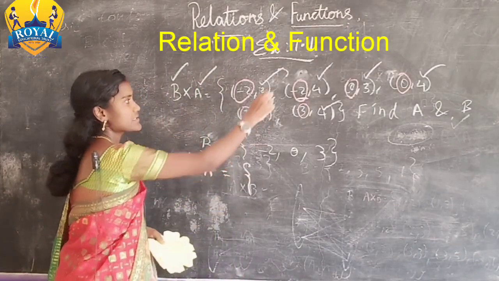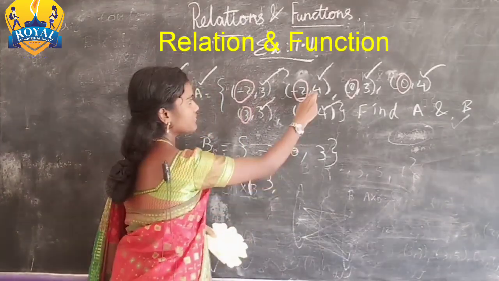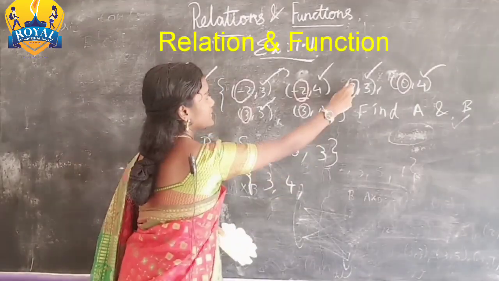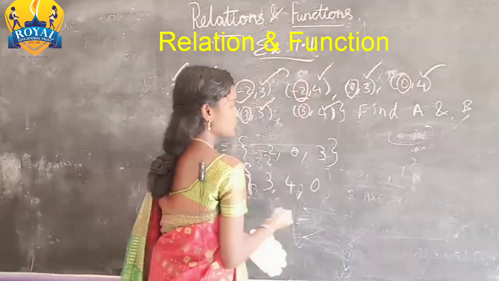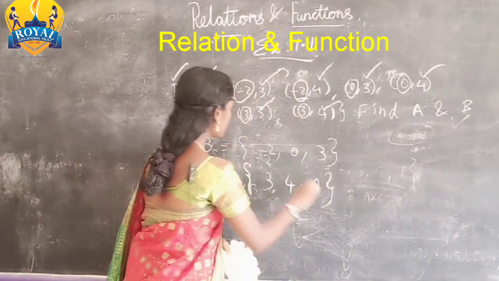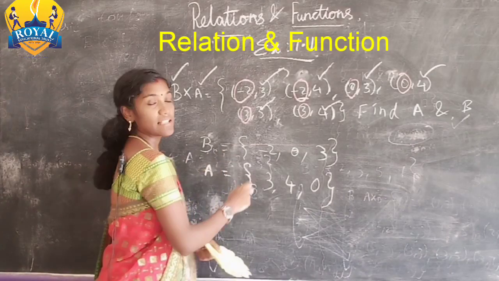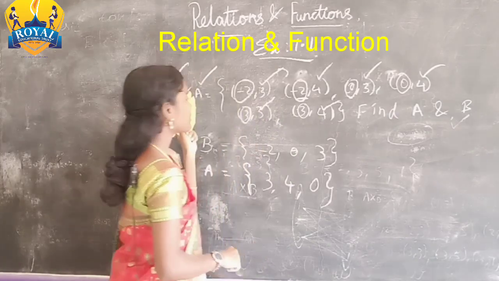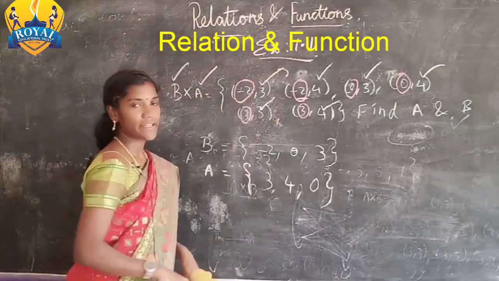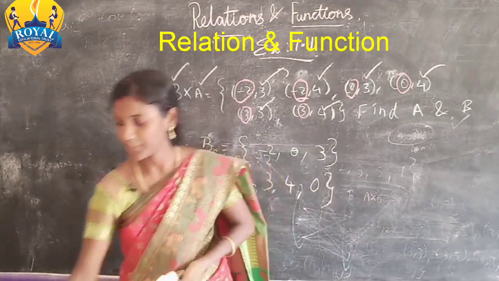A. So, A is tick marks 3, then 4, then 0. Here 3 is again repeated, 4 is again repeated. So, I could not write. This is B and this is A. It's very easy. Okay. First coordinate is the first set and second coordinate is the second set.